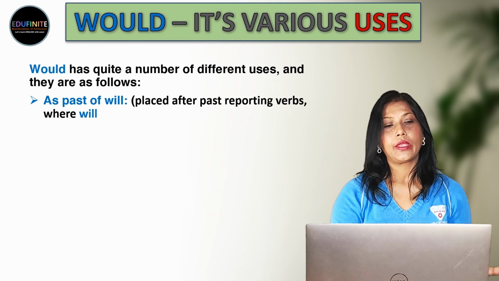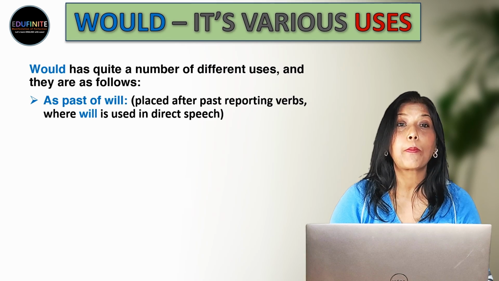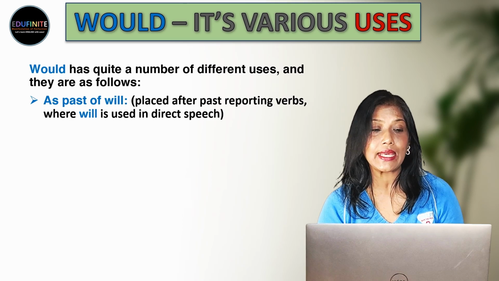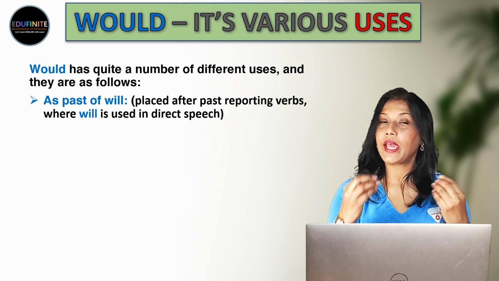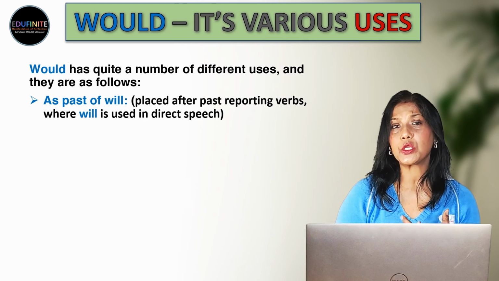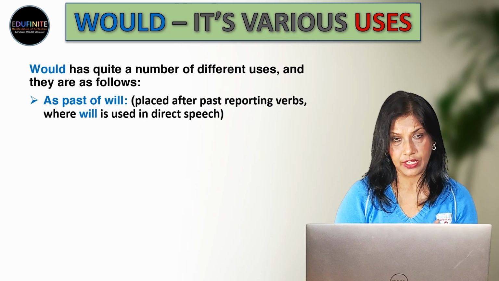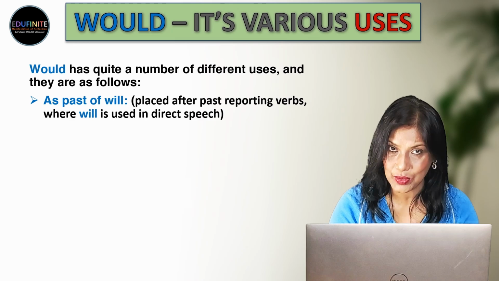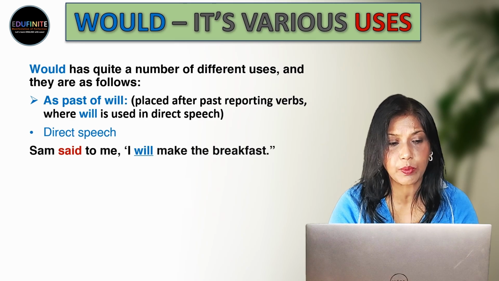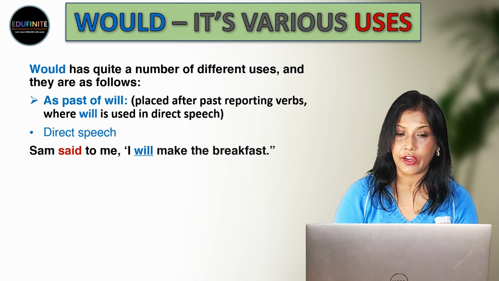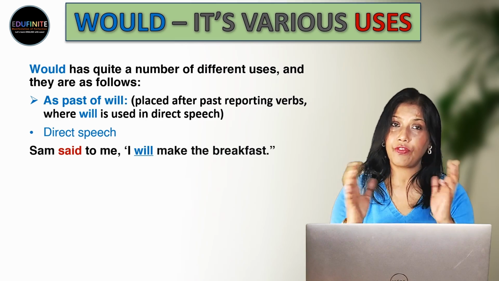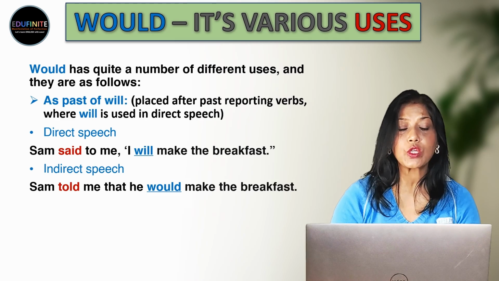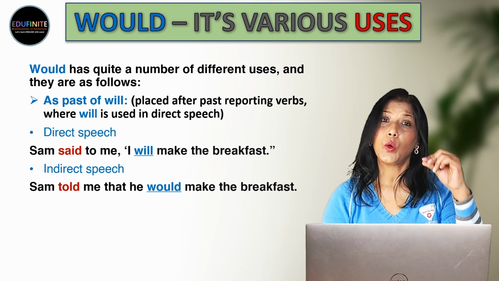Okay, now let's move on. The next use of would is as the past of will. It is placed after reporting verbs where will is used in direct speech. So we have direct speech and indirect speech. In direct speech, if we have a past reporting verb and then we have will, then that will is replaced by would. Let's look into the sentences to understand it. If the direct speech is Sam said to me, I'll make the breakfast, or I will make the breakfast, then if we have to transform this sentence into indirect speech, we will say Sam told me that he would make the breakfast. So you see, will becomes would.